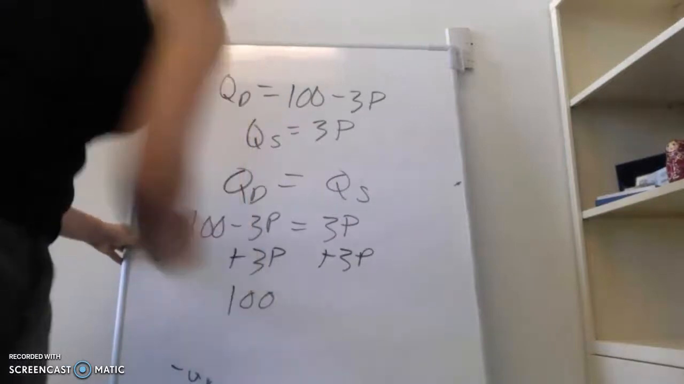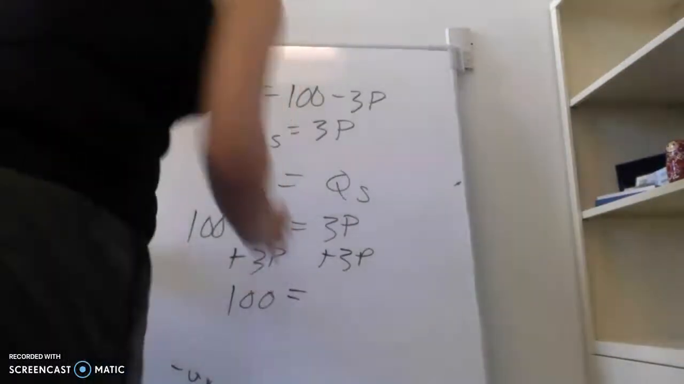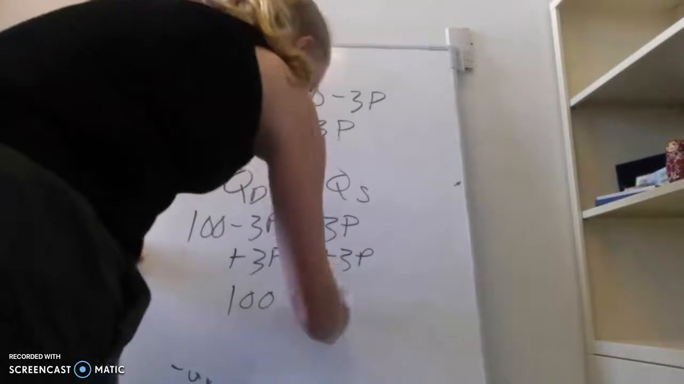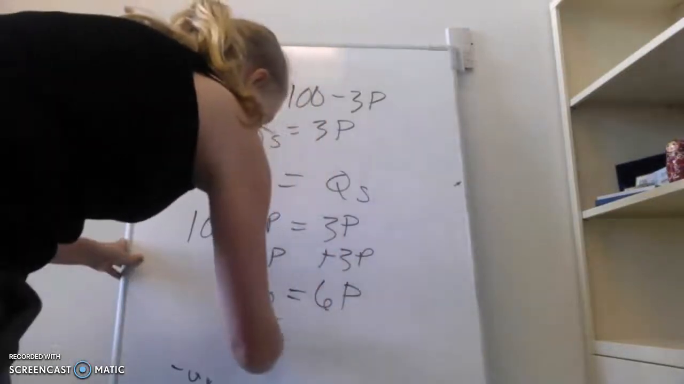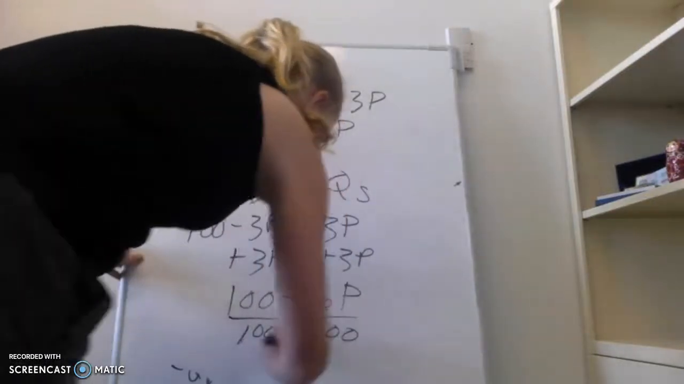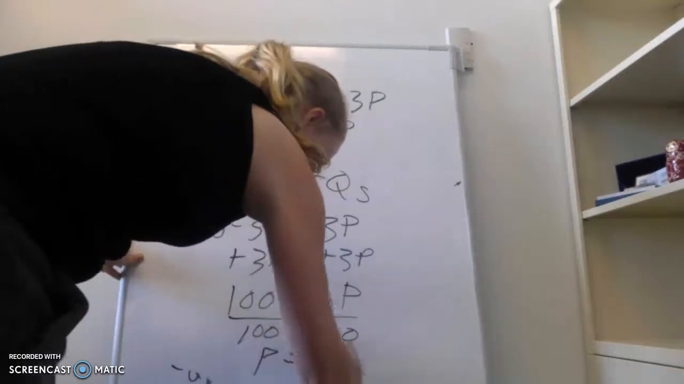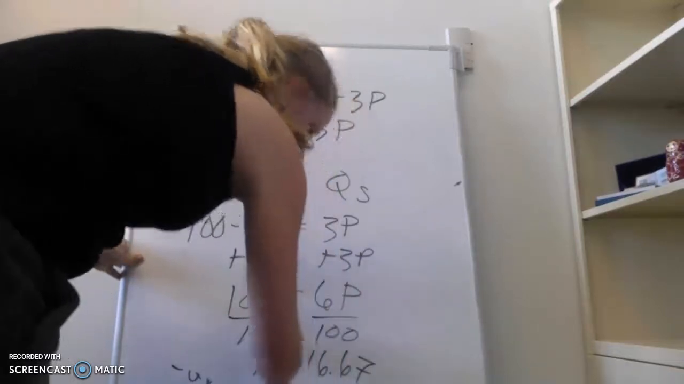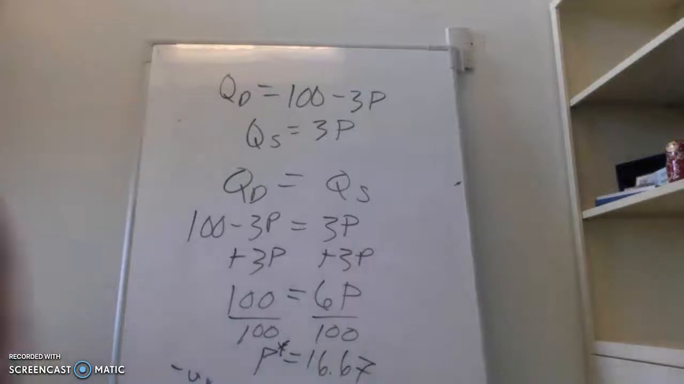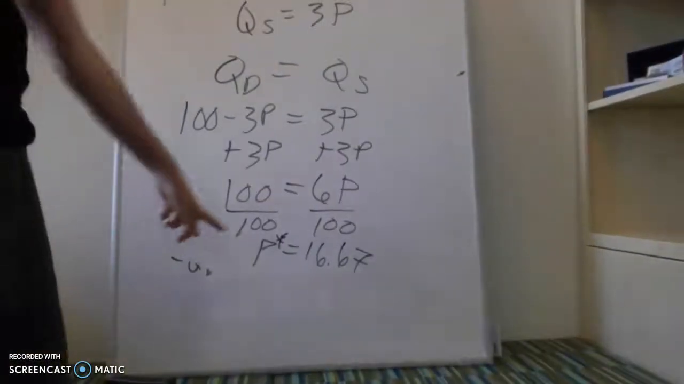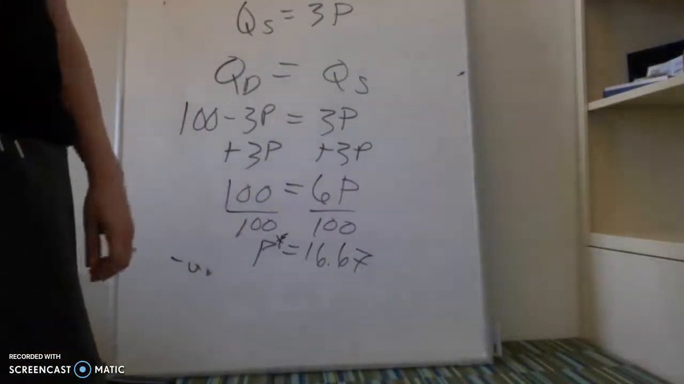The left-hand side becomes 100. The right-hand side becomes 3p plus 3p, or 6p. Divide both sides by 6. P is equal to 16.67. This is just a standard notation in economics. When we get to an equilibrium, we usually star it.